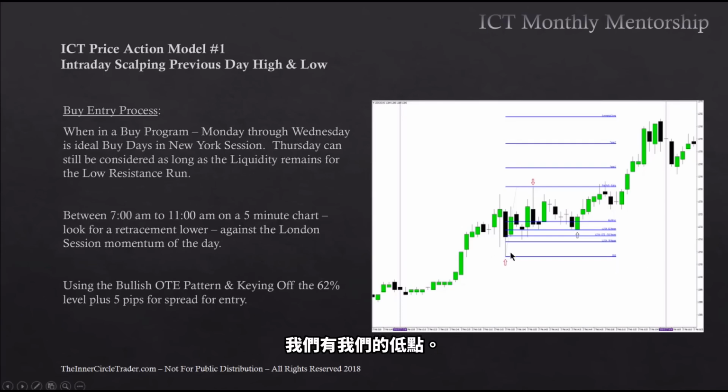We have our low right after the 7 a.m. time period. The market makes an attempt to rally, and then we start seeing a retracement. As soon as we start seeing a retracement, we run our fib across the range. 62% retracement level right here, plus 5 pips. That puts us in around here. And price runs up, takes out the high here, and then continues to move higher.